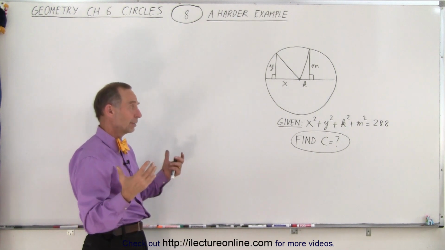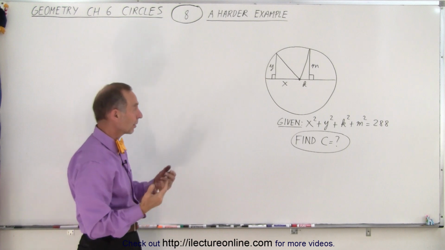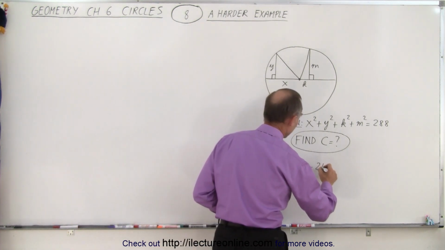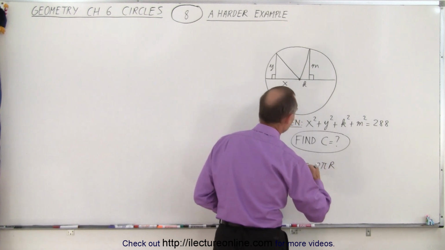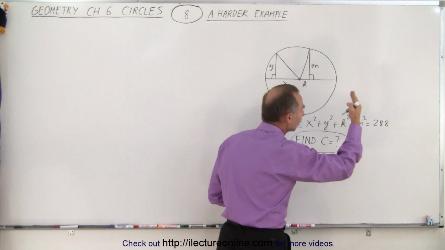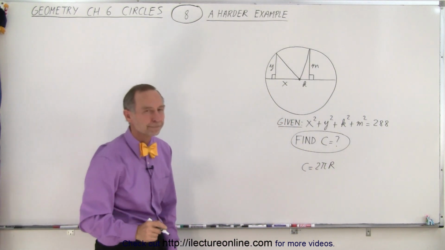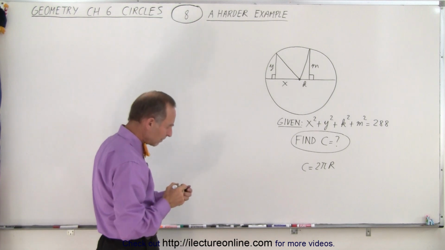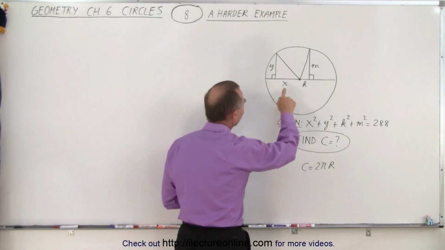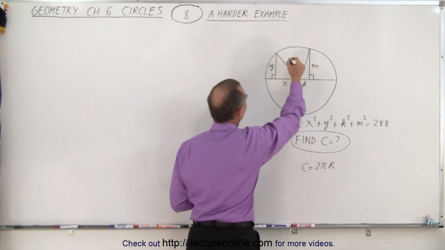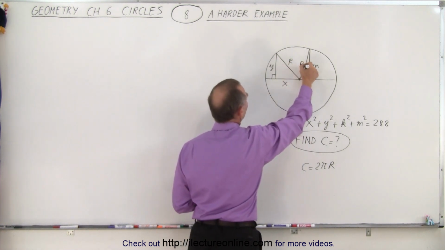At first you say, well, I don't know how to do that, because I do know that the circumference is equal to 2 pi times the radius. And how can I find the radius when they tell me that the sum of the squares of all the variables equals 288? But then you think, well, wait a minute. I know that x squared plus y squared equals r squared, because this is the radius of the circle, and so is this the radius of the circle.